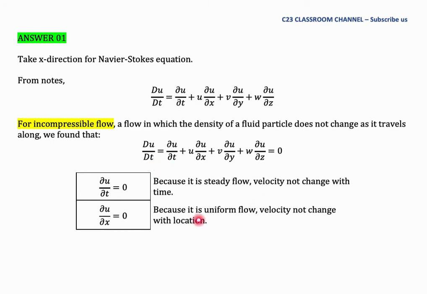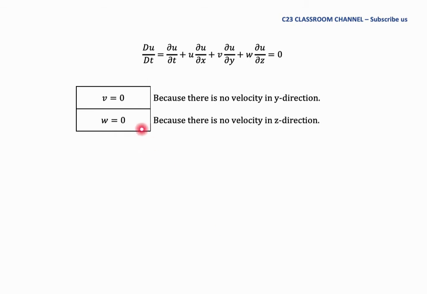So du dt is equal to 0 because it is a steady flow. Velocity does not change with time. Du dx is also equal to 0 because it is a uniform flow. Velocity does not change with location. Because the question discusses only the x direction, the velocities v and w are equal to 0. There is no velocity in the y and z directions.